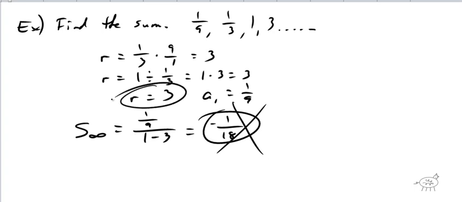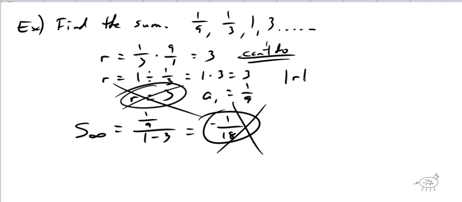Well, r is equal to 3. Okay, think about it, guys. This is getting bigger and bigger and bigger. You can't find the sum of it. It's just growing bigger and bigger. So r always has to be between negative 1 and 1, and r is equal to 3. Can't have it. So you actually can't do this problem. Can't do it. And let's talk about some words now.